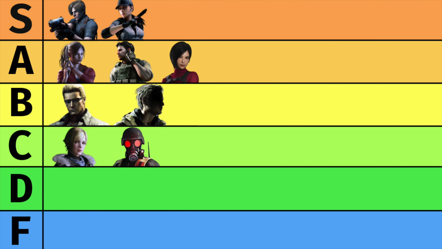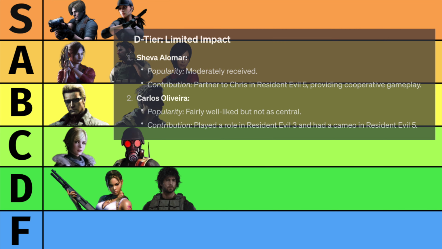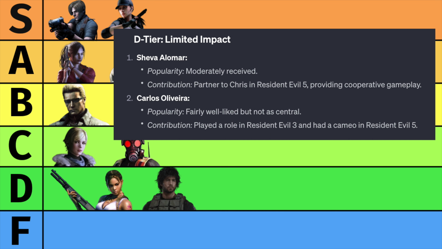Up next, we got D tier, which has Sheva Alomar and Carlos Oliveira. D tier, limited impact. Sheva Alomar. Popularity, moderately received. Contribution: partner to Chris in Resident Evil 5, providing cooperative gameplay. Carlos Oliveira. Popularity: fairly well liked but not as central. Contribution: played a role in Resident Evil 3 and had a cameo in Resident Evil 5.